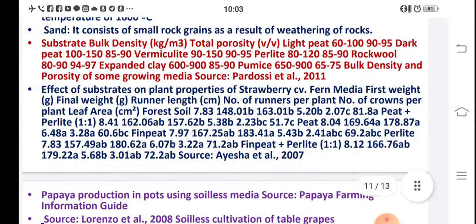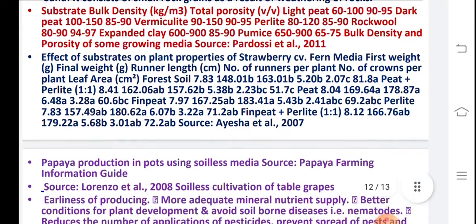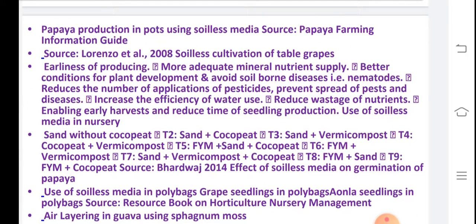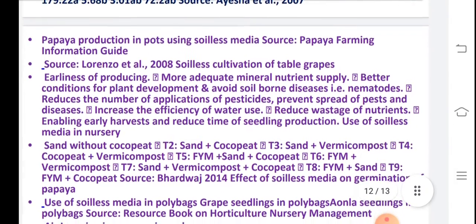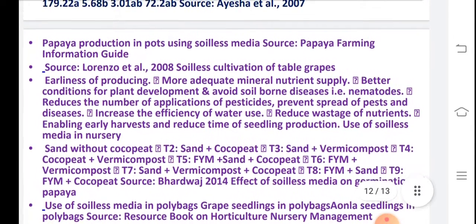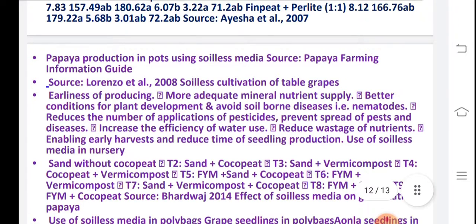There are good examples here: the effect of substrate on plant properties, strawberry, fern media fresh weight, which was studied by some scientists. Then leaf area and forest soil were studied. These are the different comparative details in their studies. Papaya production in pots using soilless media is a good information guide, because now new hybrid varieties are there. In 2008, there was soilless cultivation of table grapes.